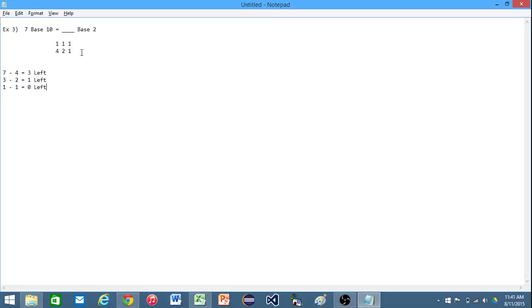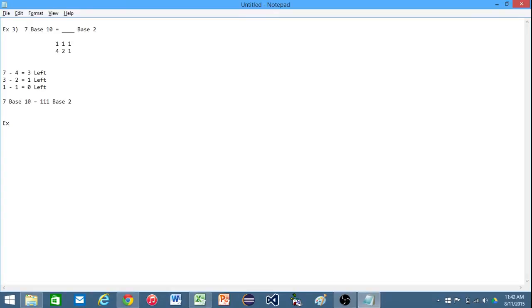If you reach the last base here and you still have something remaining, you did the problem wrong at some point and you need to go back and redo it. But the last thing that you could write here is just 7 base 10 is equivalent to 111 base 2.